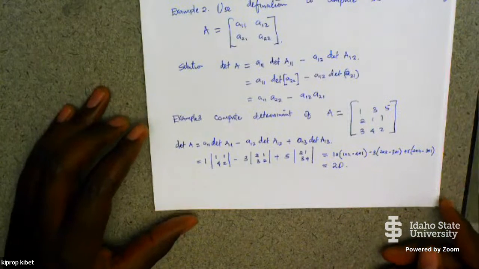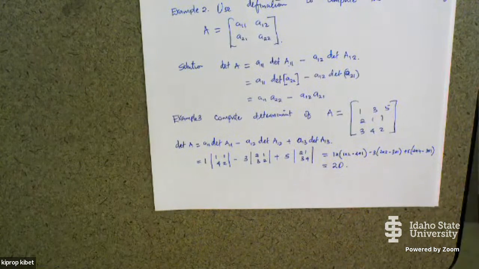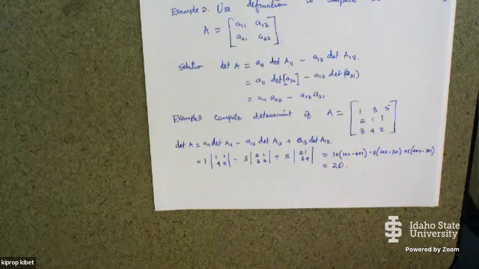I did have a question. Why do you only use A11, A12, and A13? Why not use, like, A21? Okay, we are coming to that now.